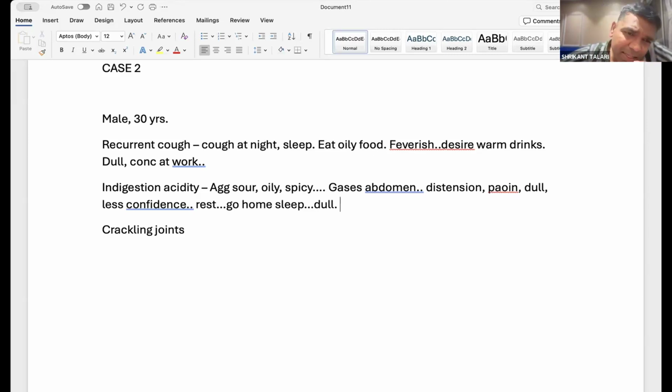Okay, what else? I said, since when are you having this digestion problem, acidity problem? So he says it started around 2 to 3 years ago. I said, what happened around 2, 3 years ago? He said, that is when this cough problem also started. Yes, since then I started feeling it recurrently. So what happened 2, 3 years back? Why did you develop this complaint? No, that I don't know.